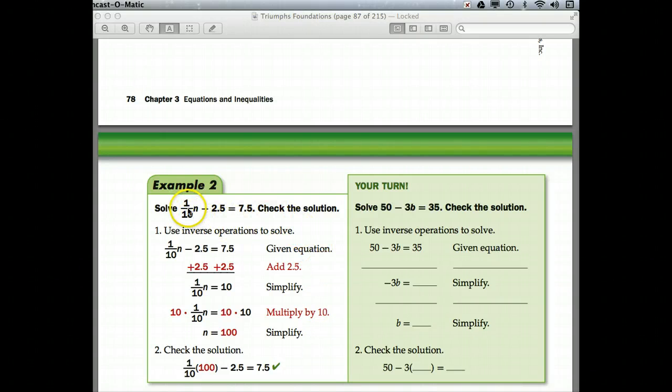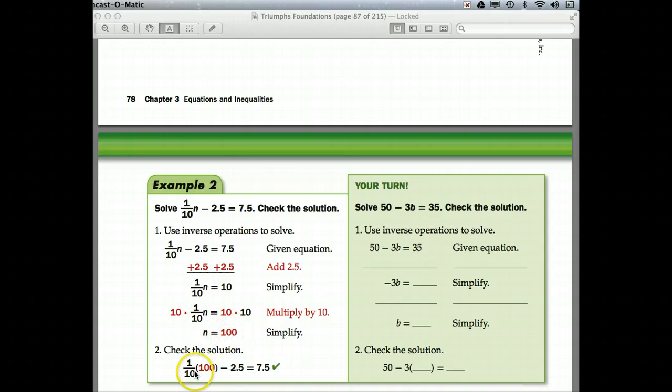This one's a little different on this side because we have a fraction. That's all right. The fraction is directly with the n, so we've got to take care of what's being added or subtracted first. So we're going to use the inverse operation of subtraction, which means we're going to add 2.5 to each side. That's going to leave us with 1/10 n is equal to 10. Well, then we're going to divide both sides by 1/10, which is the same thing as multiplying by the reciprocal. In this case, 10 over 1. So n is equal to 100.